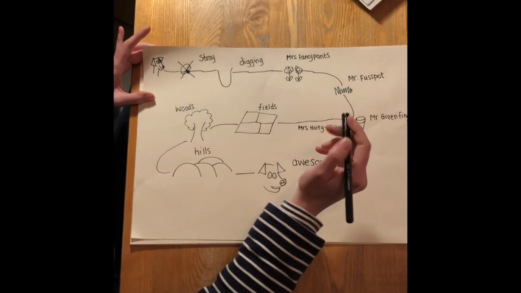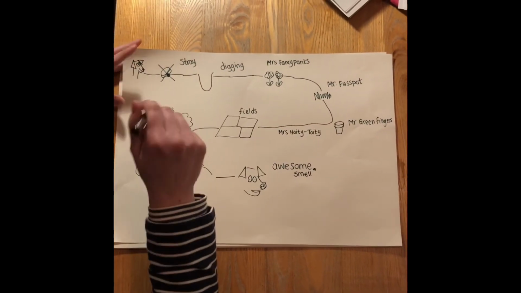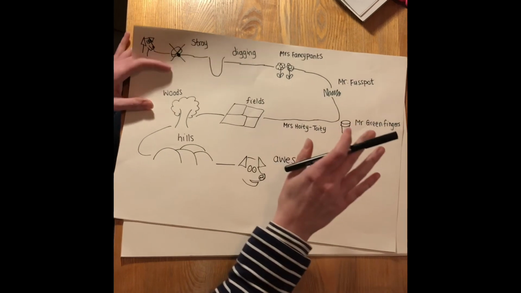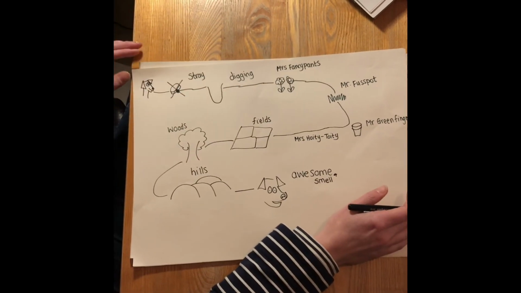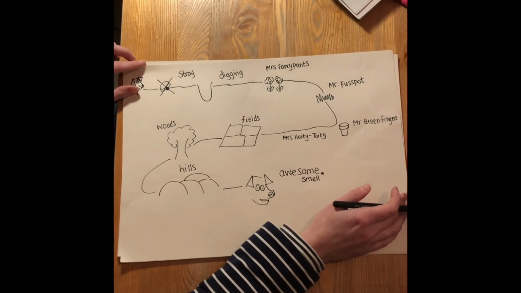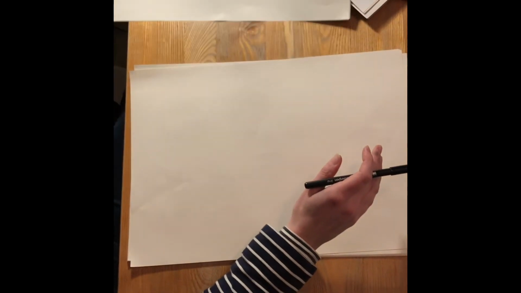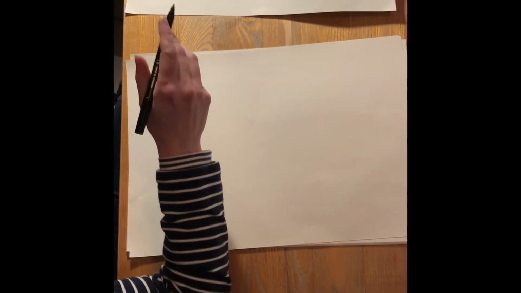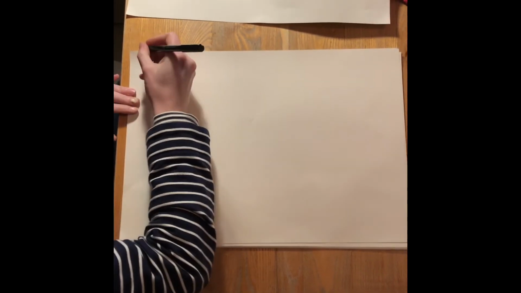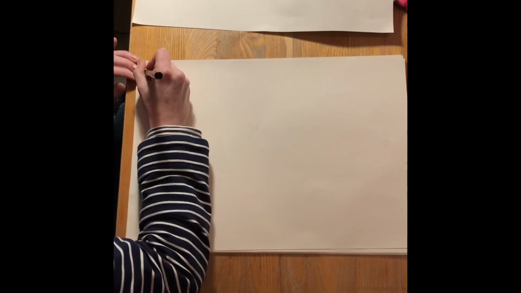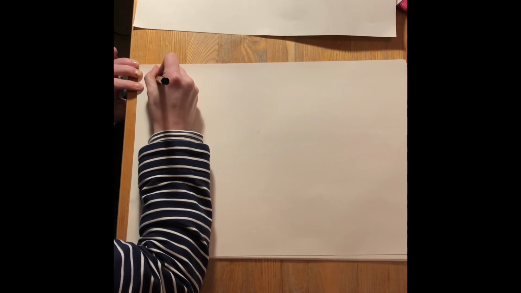Okay, last time guys we did a story map of the first part of the story. So today what I want us to do is to do another story map for the second part of the story to the end. So if you remember at the end of the last part, Scruff could smell an awesome smell. So I'm going to write awesome smell at the very beginning.